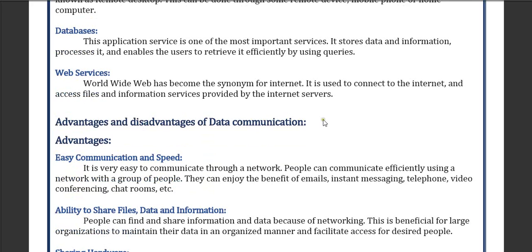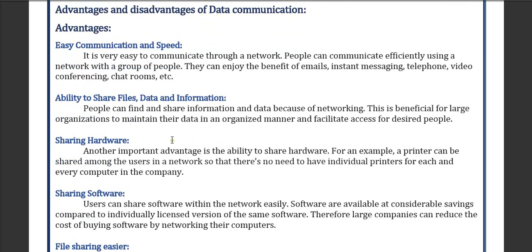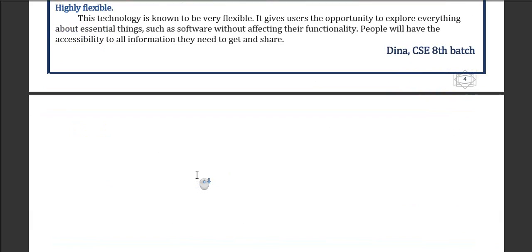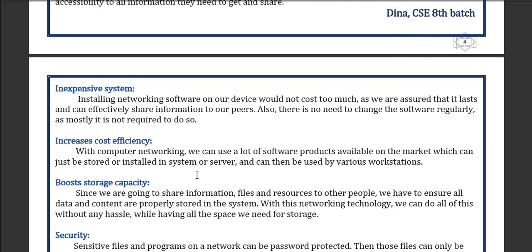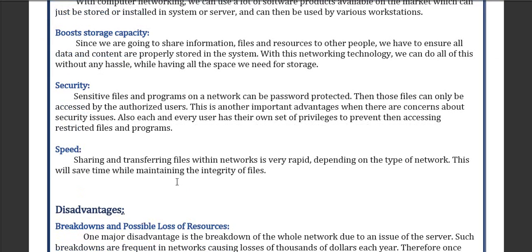Advantages and disadvantages of data communication are given below. The advantages of data communication are: easy and speedy communication, ability to share files and data information, sharing hardware and software, easy file sharing, and high flexibility. It is an inexpensive system that increases cost efficiency and boosts storage capacity and security. The speed matters. Those are the advantages of data communication.